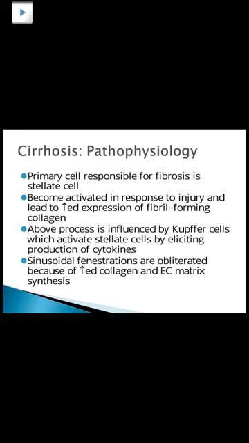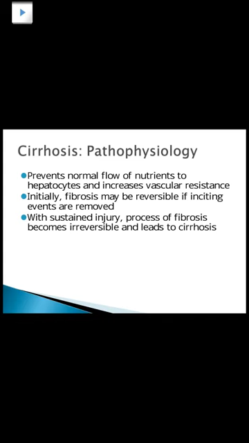So there is increased collagen and extracellular matrix synthesis. It prevents normal flow of nutrients to the hepatocytes. So when there is extensive fibrosis, it obstructs the normal flow of nutrients and increases vascular resistance. Initially, fibrosis may be reversible when these inciting agents are removed. With sustained injury, the process of fibrosis becomes irreversible and leads to cirrhosis.